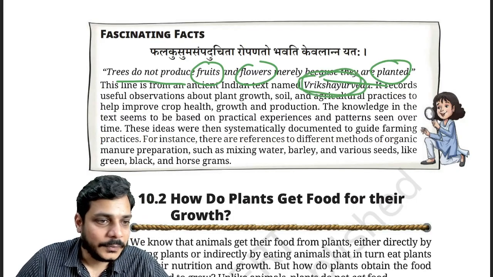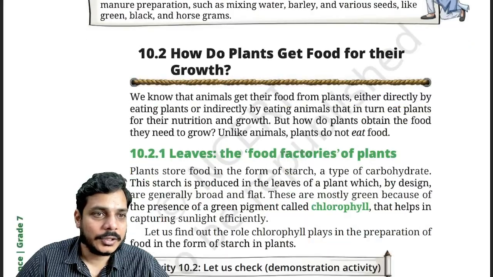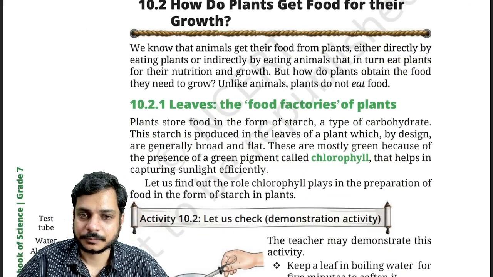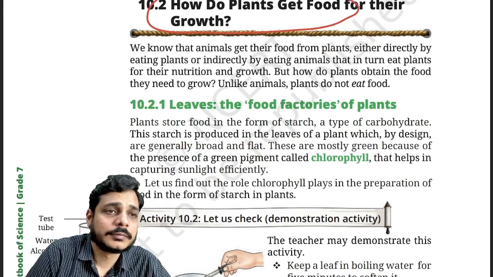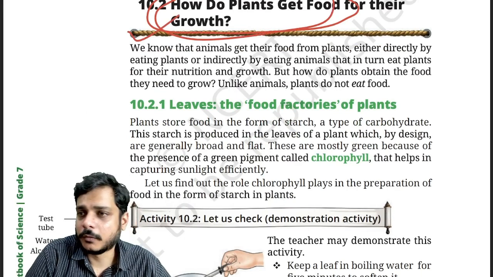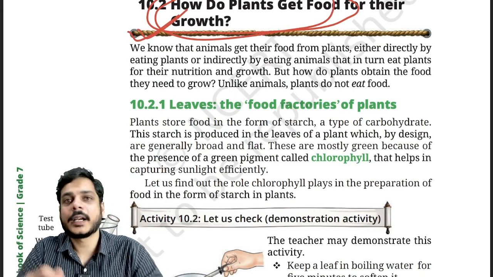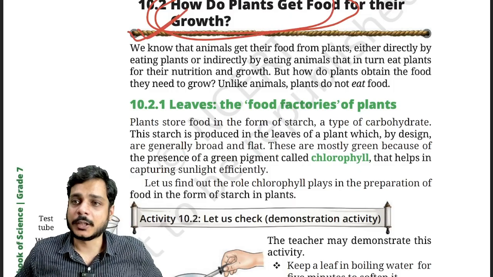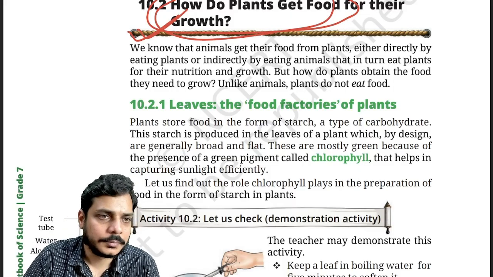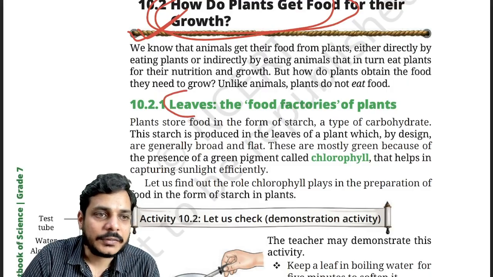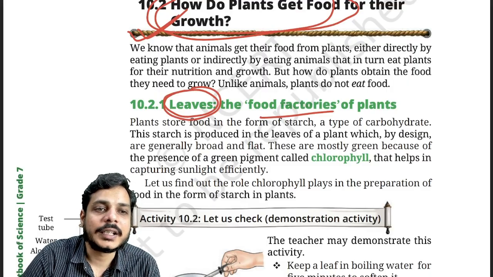Vriksha Ayurveda. Okay, now coming to the next question: how do plants get food for their growth? We are saying that growth is required for living organisms. Living organisms will grow and develop. And then how does a plant get its food? Okay. So the first thing is leaves. Leaves become the food factories of the plant.